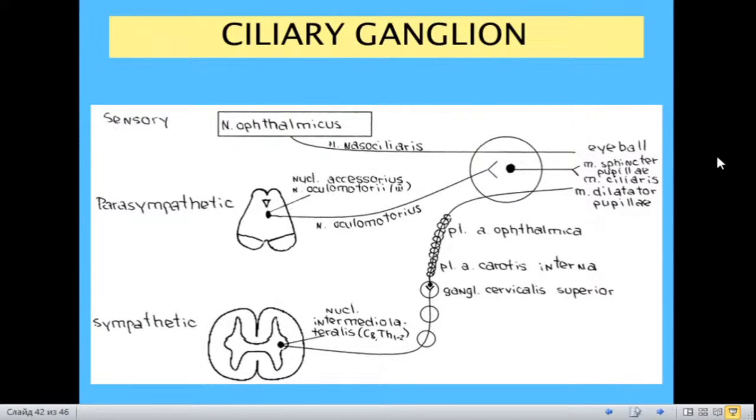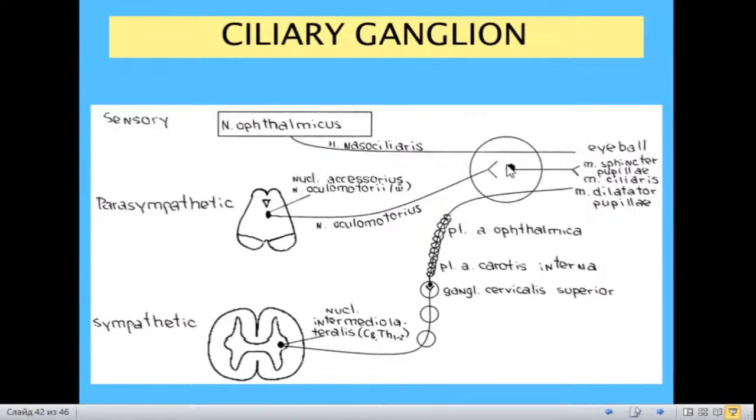How to describe this picture? Actually, according to each ganglion, you have to say some things. First of all, topography, then how this ganglion receives fibers, and how fibers move after the ganglion and what they are supplied to. First one, ciliary ganglion, which is found in the tissue of the orbit.